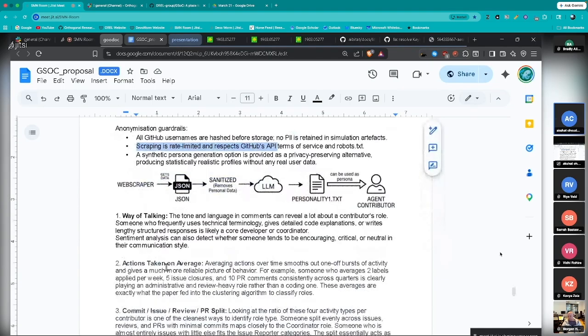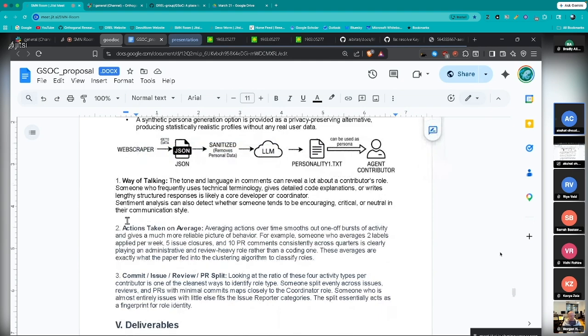So now here's the web scraper architecture I'm thinking of. We have the web scraper algorithm. It will get the data in a JSON format, and it will sanitize it through various means. It will hash it so it's not traceable, and we'll use an LLM to generate a personality text. This personality will help us emulate that person's behavior in our agent contributor.